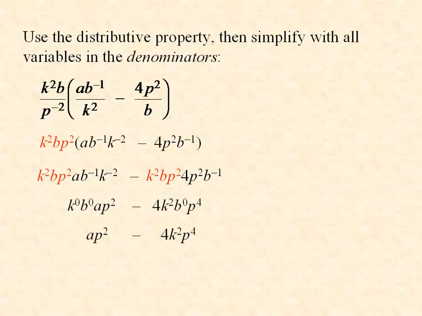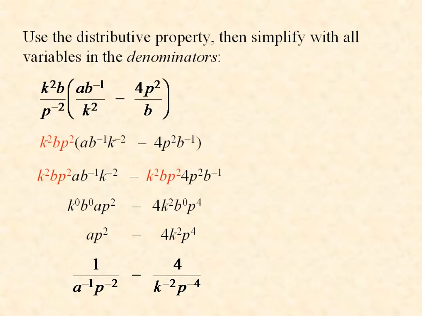Well, we were told to write the expression with the variables in the denominators. So we will simply make reciprocals of the variables and change their exponents to their opposites. So the first term becomes 1 over a to the negative 1, p to the negative 2, minus the second term 4 over k to the negative 2, p to the negative 4.